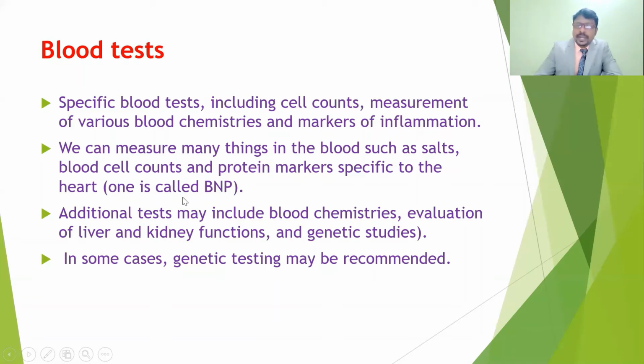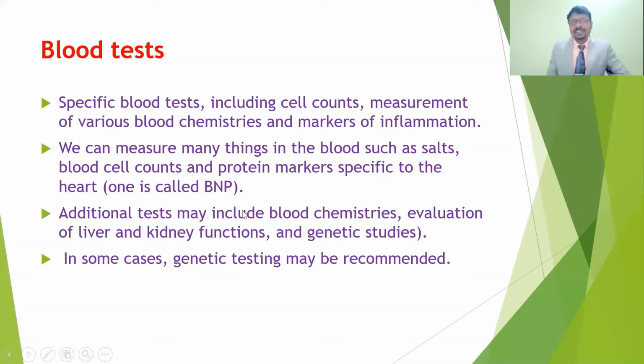So these are going to be identified in the blood test. Especially, when we measure the many things in the blood, such as the salts, blood cell count, and protein markers specific to the heart. So we are going to check all these things in the blood test. Additional tests may include blood chemistries and also evaluation of the liver and kidney functions, and also genetic studies.